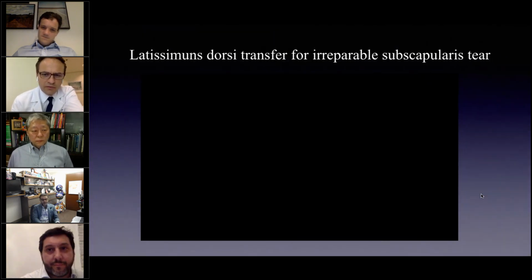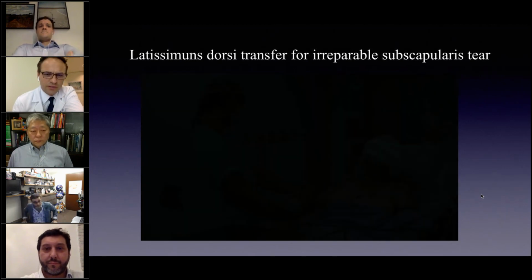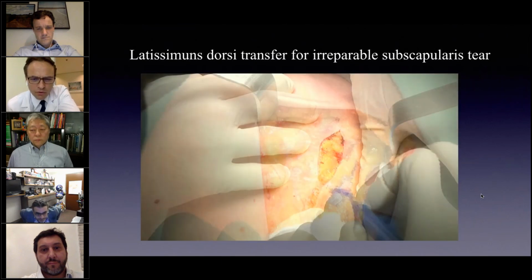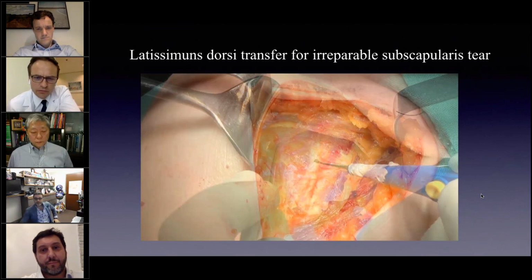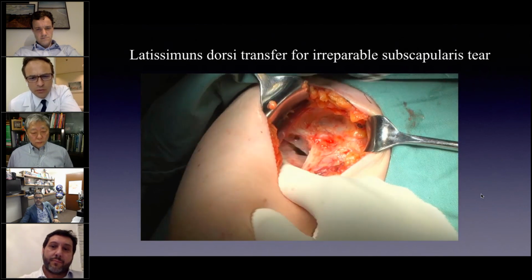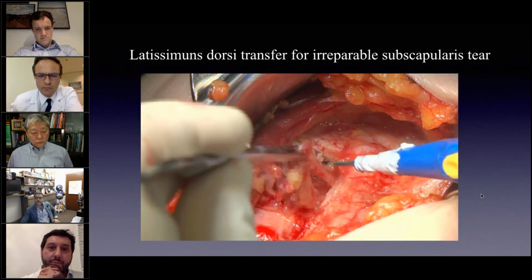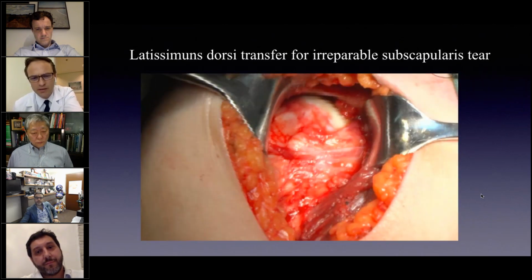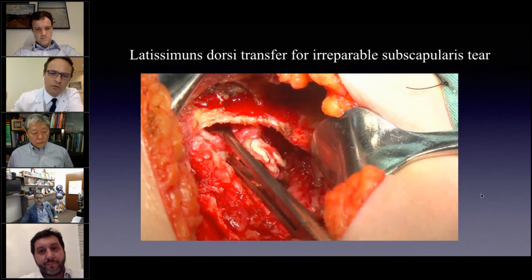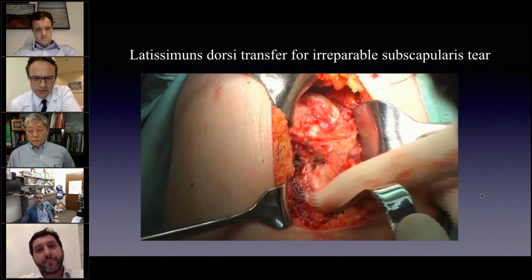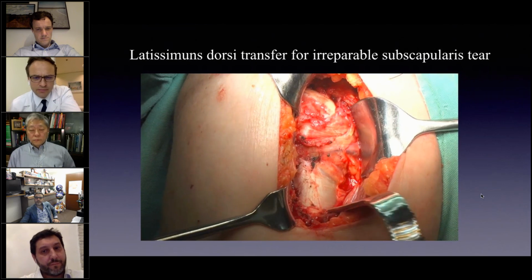And what we've done for her is a lateral dorsal transfer for irreparable subscapularis. So going through a deltopectoral approach, conjoint tendon, we can see the head moving forward, as Professor Besson says, a dynamic instability. When we rotate, the head goes superior and anterior. We can see the lat dorsal tendon.